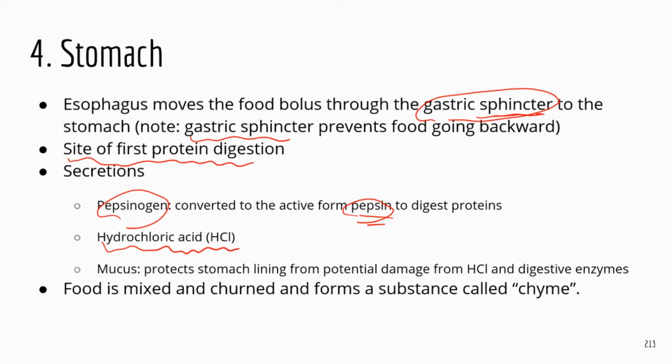Now, stomach needs a lot of protection, right? When you think about it, because the acid can be very corrosive, and so are the digestive enzymes. So some of the stomach inner lining cells do secrete mucus. So the mucus can protect the stomach from potential damage from the acid and the digestive enzymes.